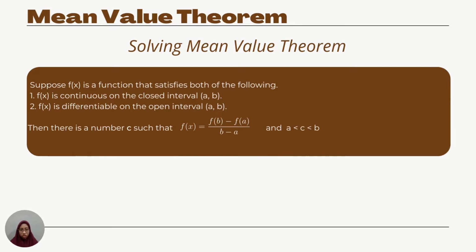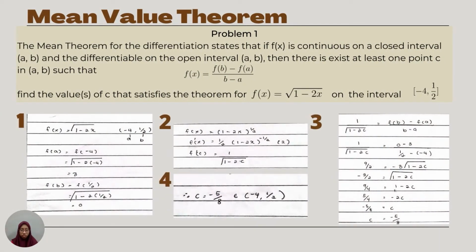Mean value theorem. Solving mean value theorem. Suppose function f(x) is a function that satisfies both of the following. Function f(x) is continuous on the closed interval [a, b]. Function f(x) is differentiable on the open interval (a, b). Then there is a number c such that f'(c) equals f(b) minus f(a) divided by b minus a. Next, we will solve this problem.